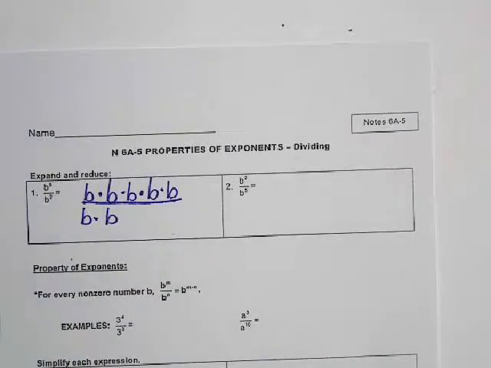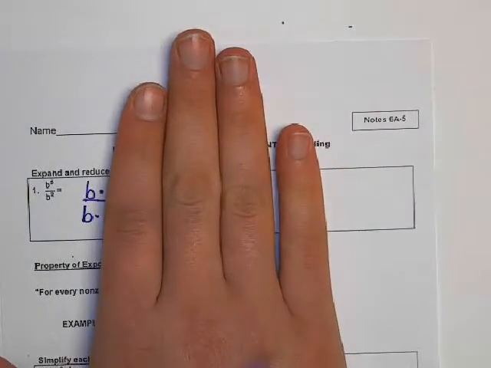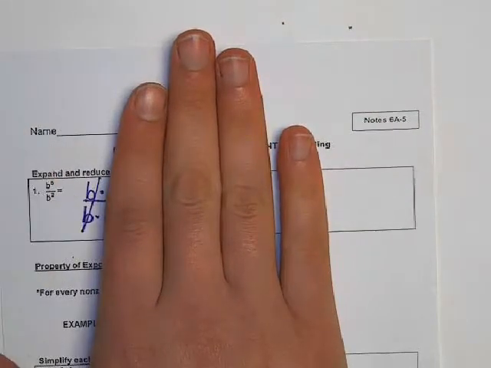If you have the same thing on the top and the bottom of the fraction, what happens? They are 1. You're right. So B divided by B. Same thing on the top and the bottom of a fraction. What happens? B over B cancels out. They cancel out.